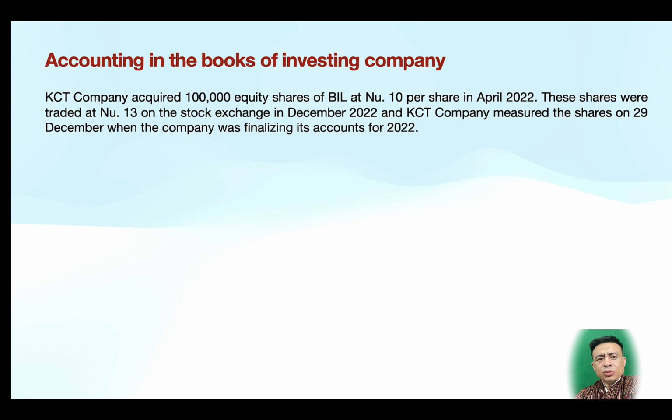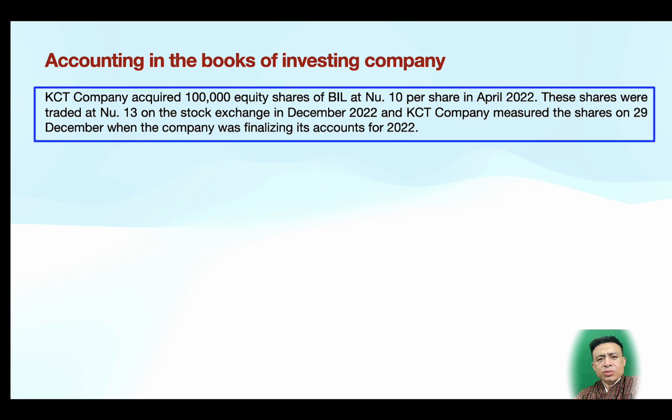On the other hand, how does the investing company record this in their books of accounts? Let's assume that a company called KCT acquired 100,000 equity shares of BIL at 10 per share in April 2022. Okay, this is the face value of the share. However, these shares were traded at 13 on the stock exchange in December 2022. And KCT company measured the shares at 13 when the company was finalizing its accounts for 2022. Let's look at how it is recorded in KCT company's books.